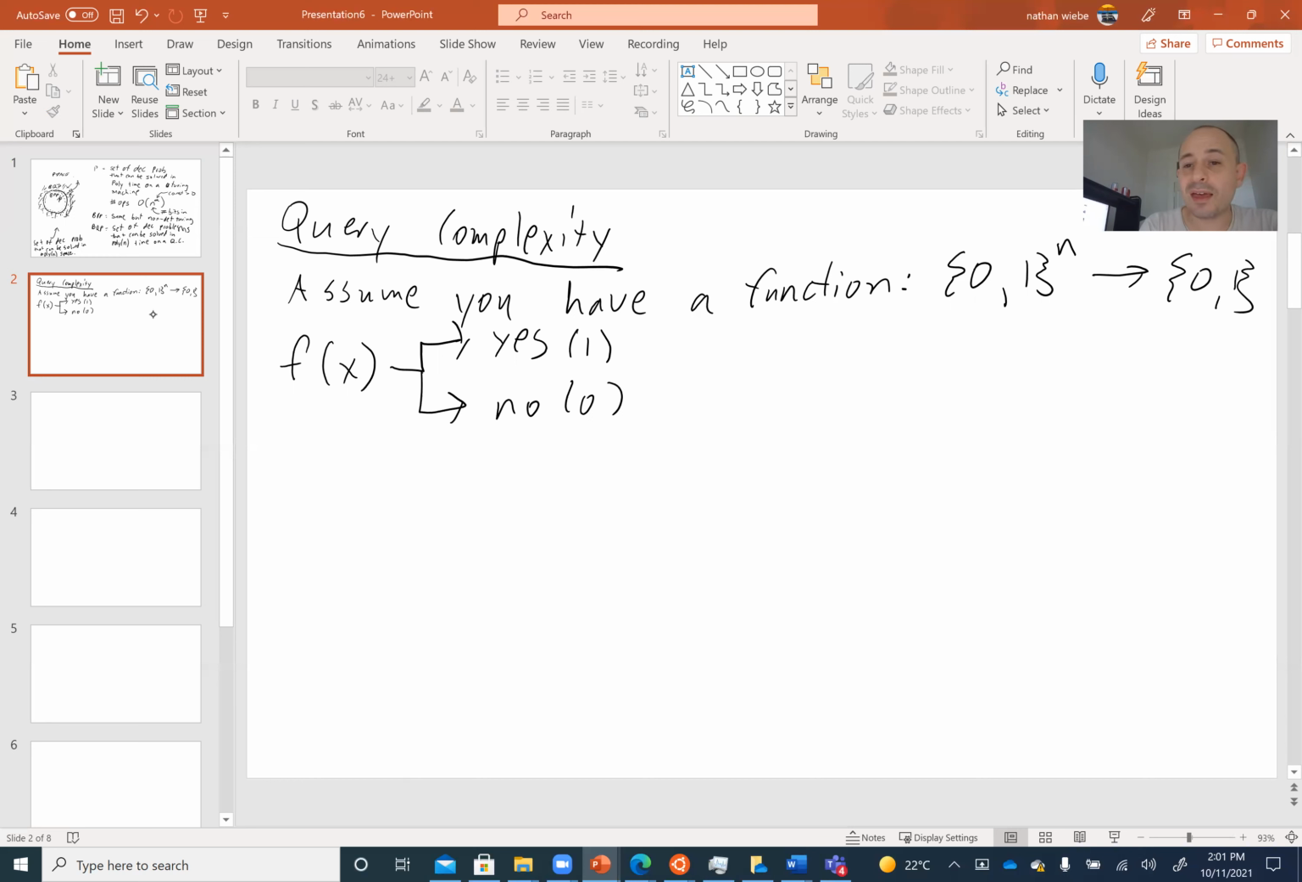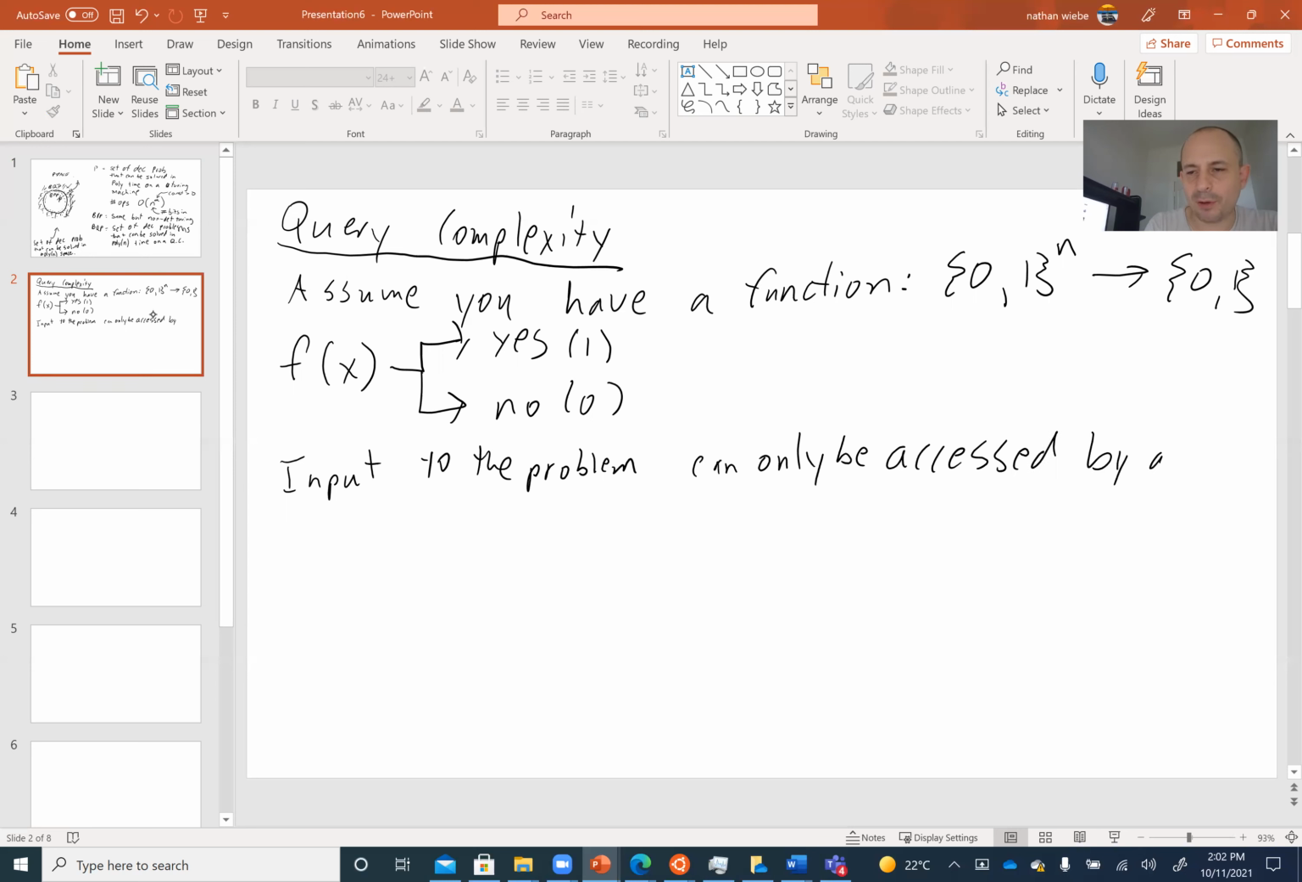So the constraint, though, that we end up putting in query complexity is that we assume that the input to the problem can only be accessed by an oracle, named after, of course, the Oracle of Delphi. But the basic idea of the oracle is that what it does is it ends up holding x.